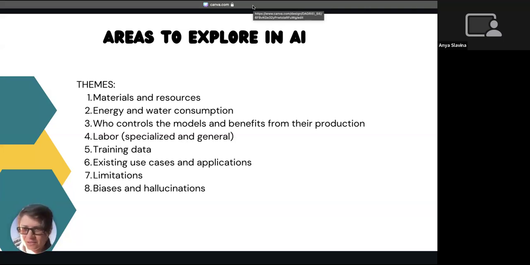What are the limitations? So computational physical limitations. At what point are we just training machines on artificial data that they've created? And then what are the rates of biases and hallucinations? There's plenty of books out there on biases in algorithms. You have race.